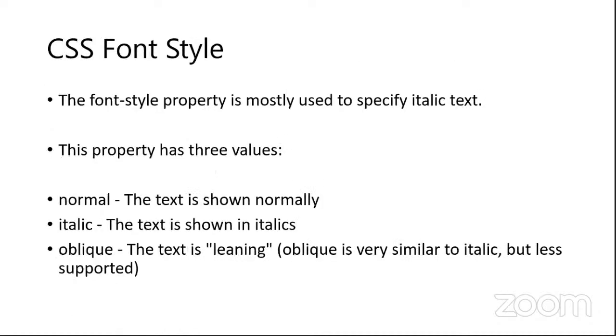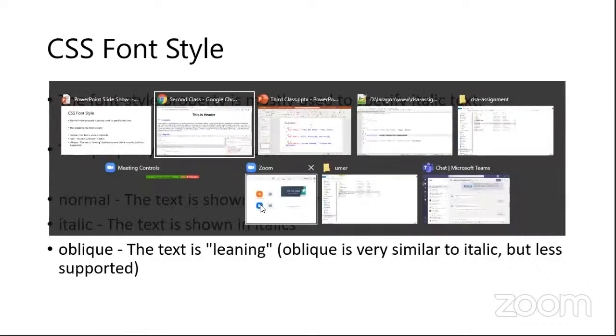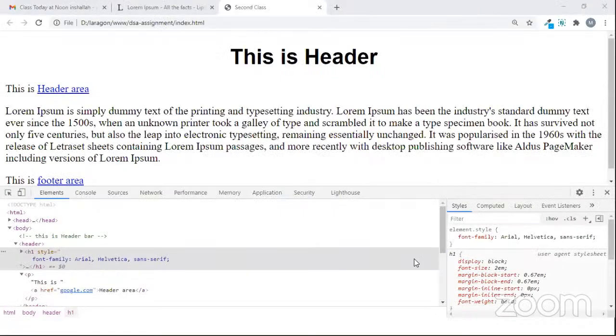CSS font style. The font-style property is mostly used to specify italic font. This property has three values: normal, where the text is shown normally; italic, where the text is shown in italics; and oblique, where the text is leaning. Oblique is very similar to italic but less supported. So here are three types of font style. Let's review an example.